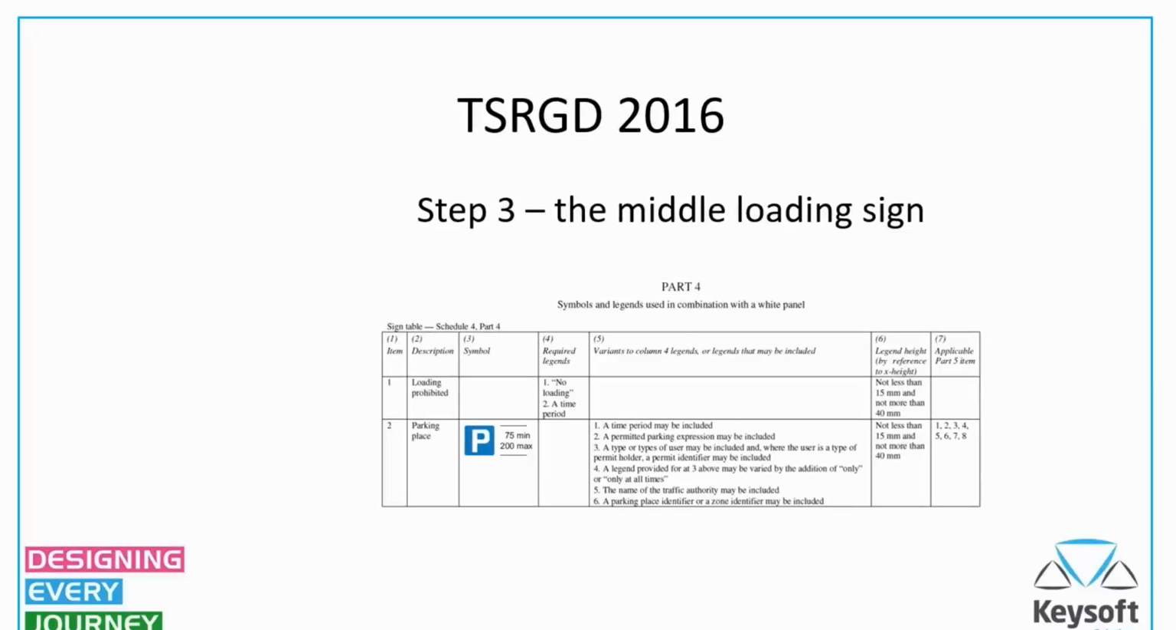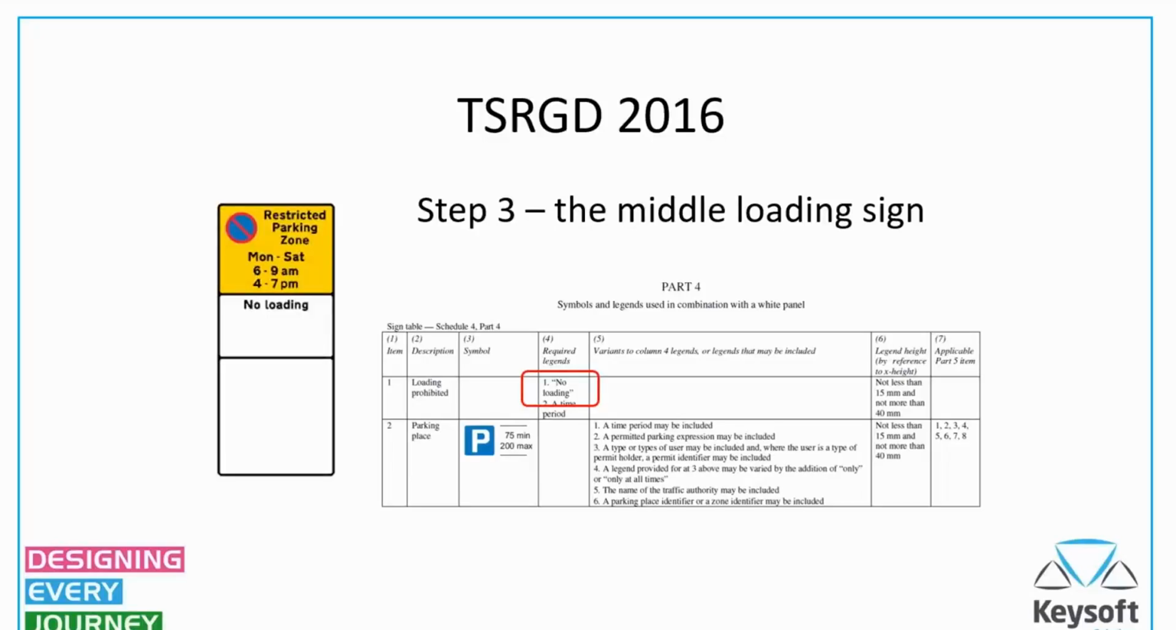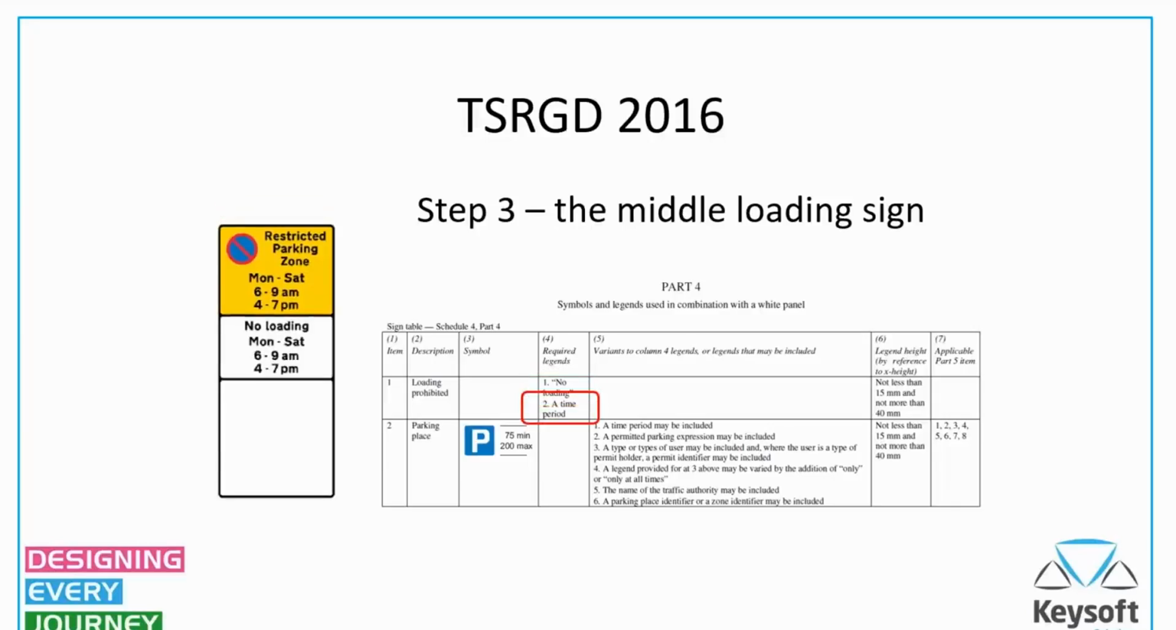This one's the middle no loading sign. So again, I have to now go to another part of the table, Schedule 4 Part 4 again. In this case, item 1 says that loading is prohibited, but there's no symbol that's used. In column 4, required legends, you can have no loading, which it says there, and you're also required to have a time period. And you can see that I put the time period on the sign, and that's the sign made up. I don't have to jump to any other ones for the loading. The loading's quite straightforward there. When I look at that without too much trouble, I can get the sign that I want.